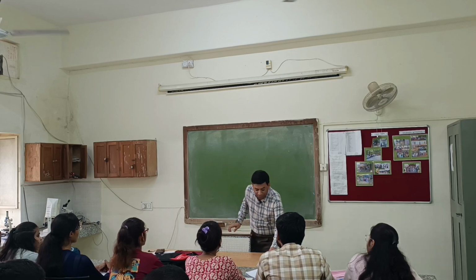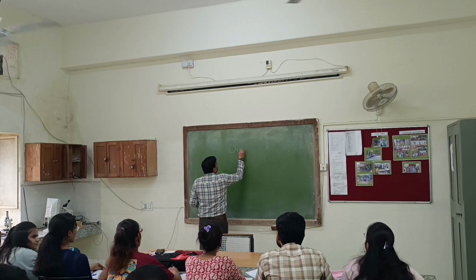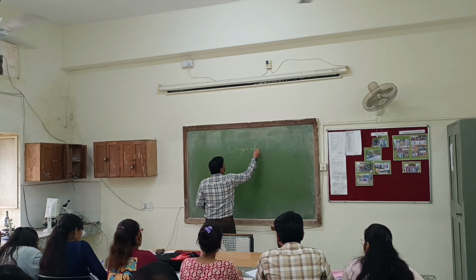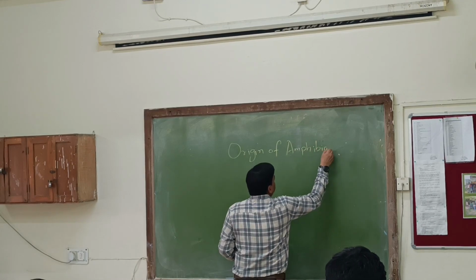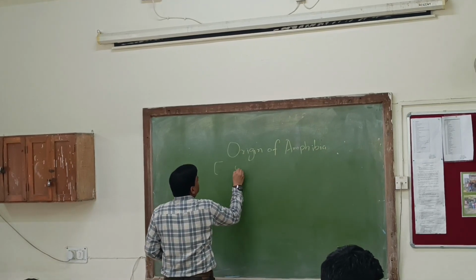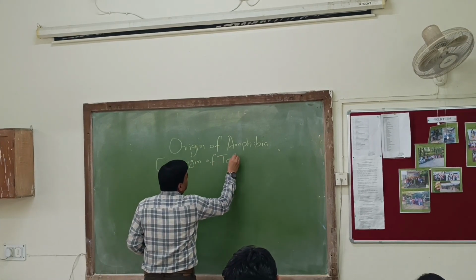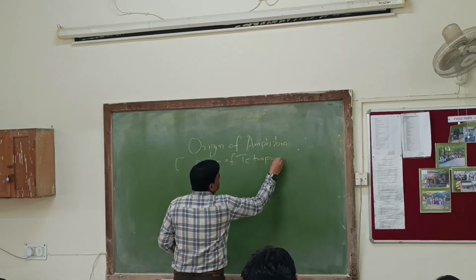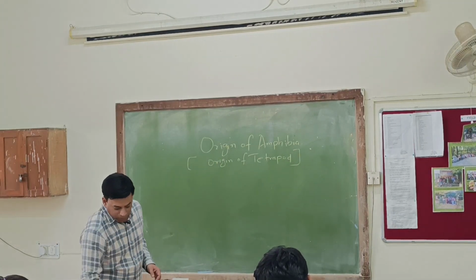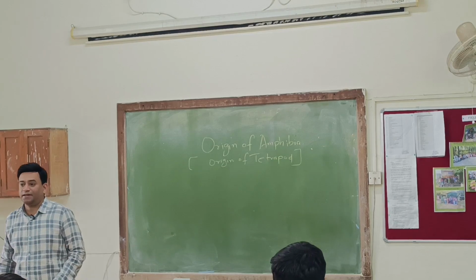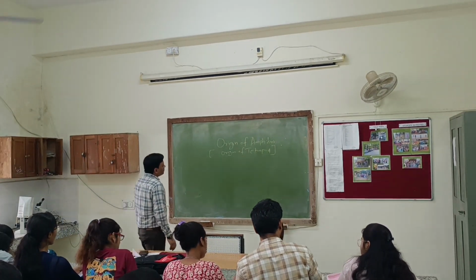So we can say, write down, origin of the amphibia, or we can say origin of tetrapod. Tetra means 4, pod means leg, or we can say 4 appendages, hands and legs, right? So origin of amphibia is also the origin of tetrapod.